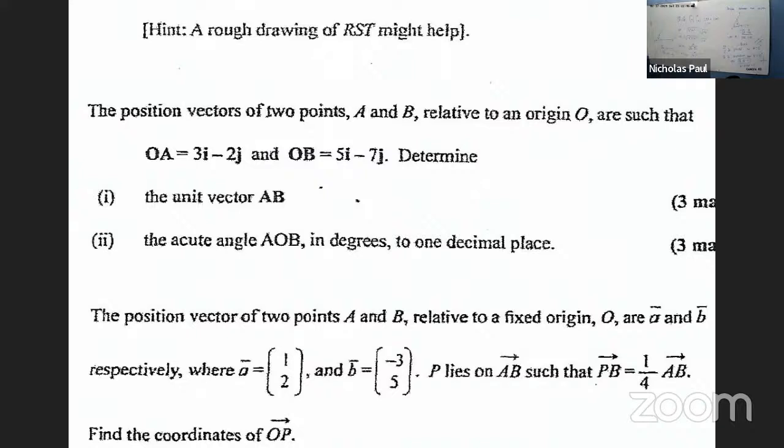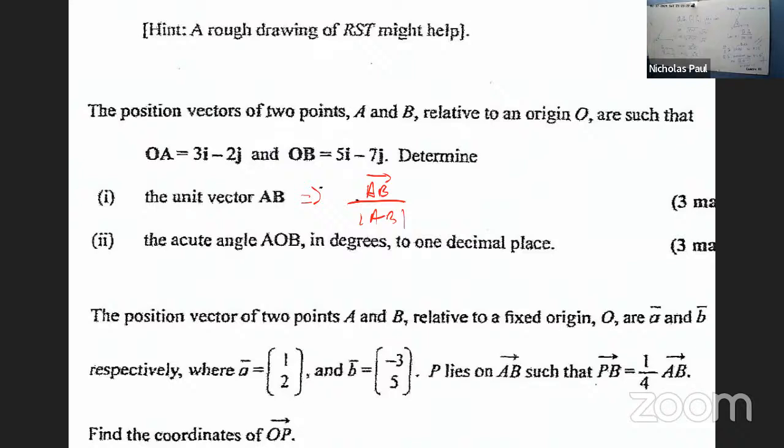While I'm waiting, I'm just doing the first part. How do you find a unit vector again? A unit vector is the vector divided by its magnitude.